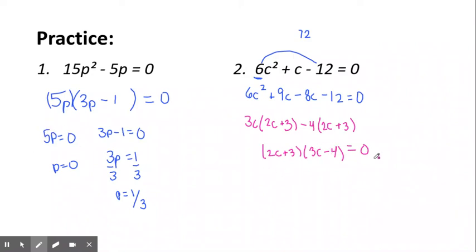We're going to set each part equal to 0. So we've got our 2c plus 3 equals 0, and we've got 3c minus 4 equals 0. If you didn't already try this, see if you can finish it up now and find those answers.